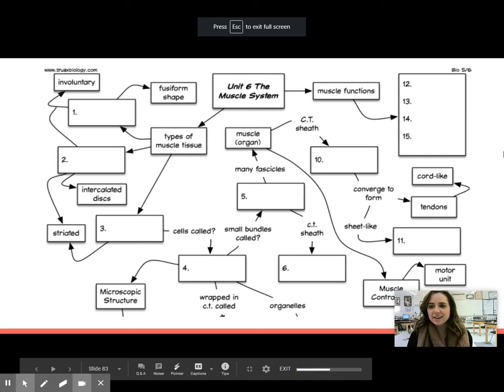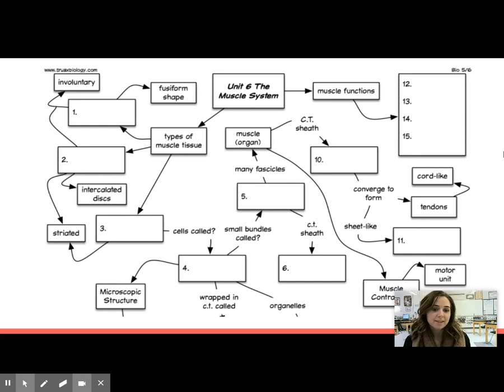Hello guys, I am going to go over your concept map with you real quick before you take your test today. So you want to get your packet out, open to page 7 of your muscular system packet, and we'll go through this.